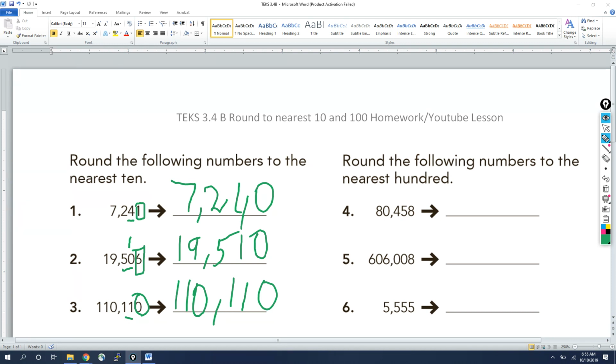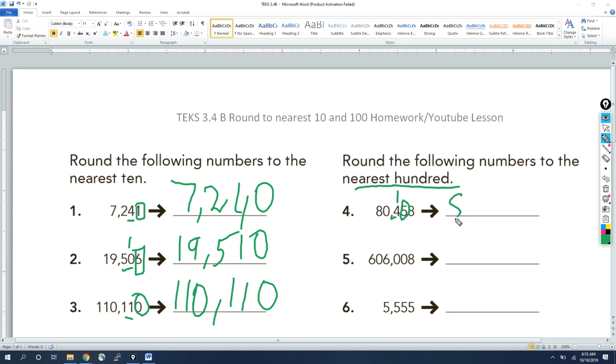Now next question, round the following number to the nearest 100. This time we do not underline the 1 place or the 10 place anymore, but we underline the 100 place because they want us to round to the nearest 100. You box or circle the next one. 5 is 5 or more, so add 1 more, okay?